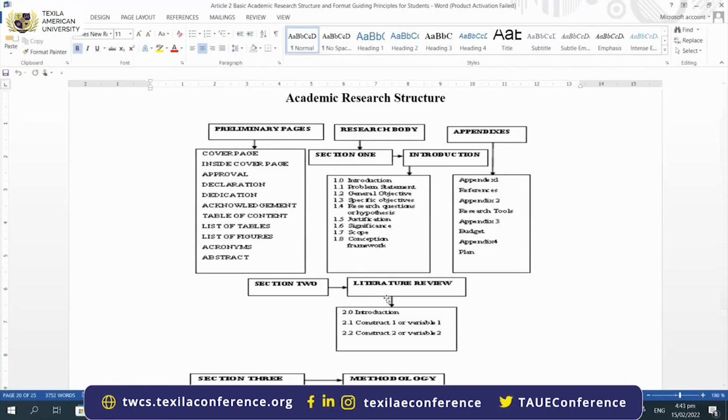Here are some of the slides that we were not able to show before. This is what I wanted to show, how the structure will look like.